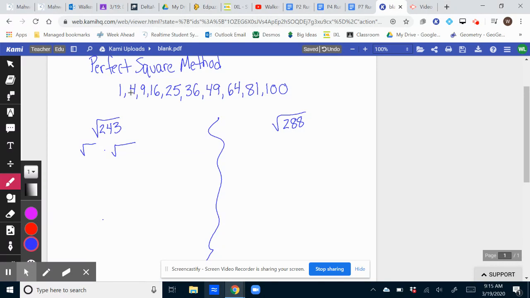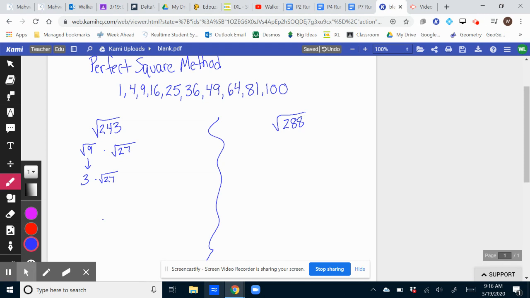So 243 divided by 4, I get a decimal. So that means it does not go evenly. 4 does not go evenly into it. So I got a decimal. So move on to the next one. 243 divided by 9, put it in your calculator, you get a whole number, 27. So 9 works. The reason that I do that is because the square root of 9 is the whole number 3.